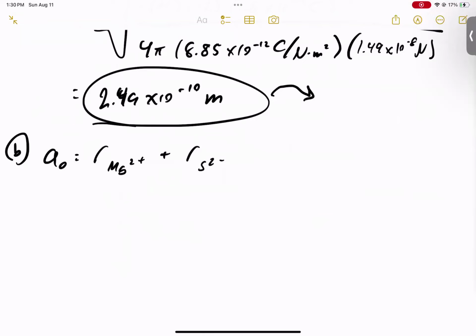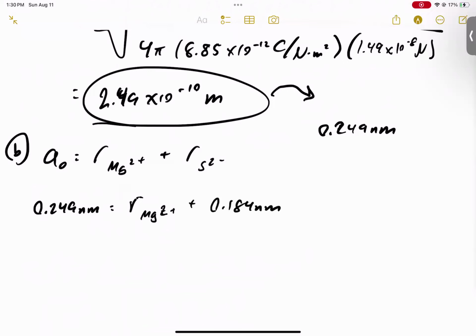So this 2.49 times 10 to the -10th meters becomes 0.249 nanometers. I got this value by just dividing by 10 to the -9th. That's how you can go from meters to nanometers. Right. So then I have 0.249 nanometers for my interionic distance. We're trying to find the ionic radius of Mg2+, plus 0.184 nanometers. And just subtracting 0.184 nanometers on both sides, we get a final answer of 0.065 nanometers.